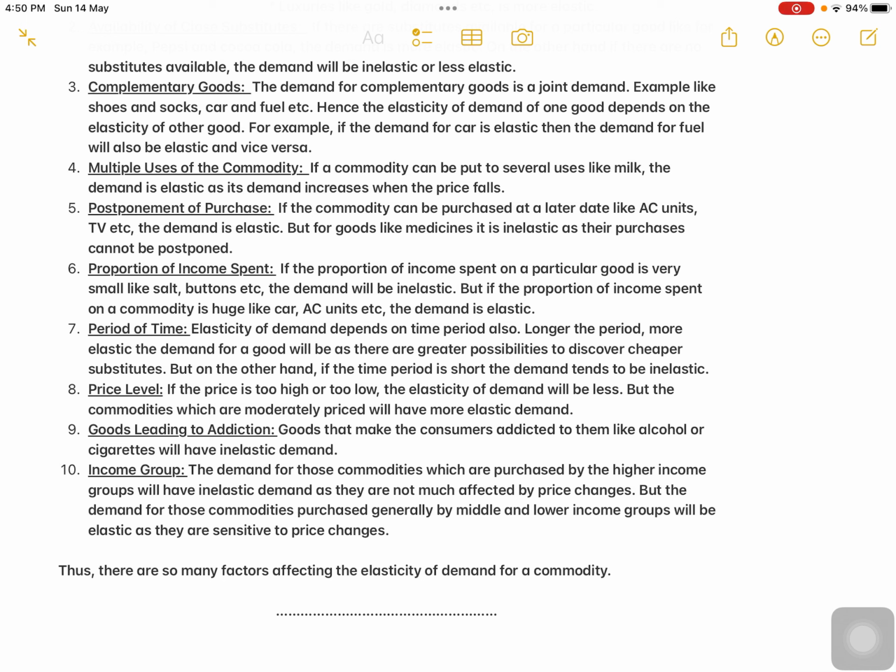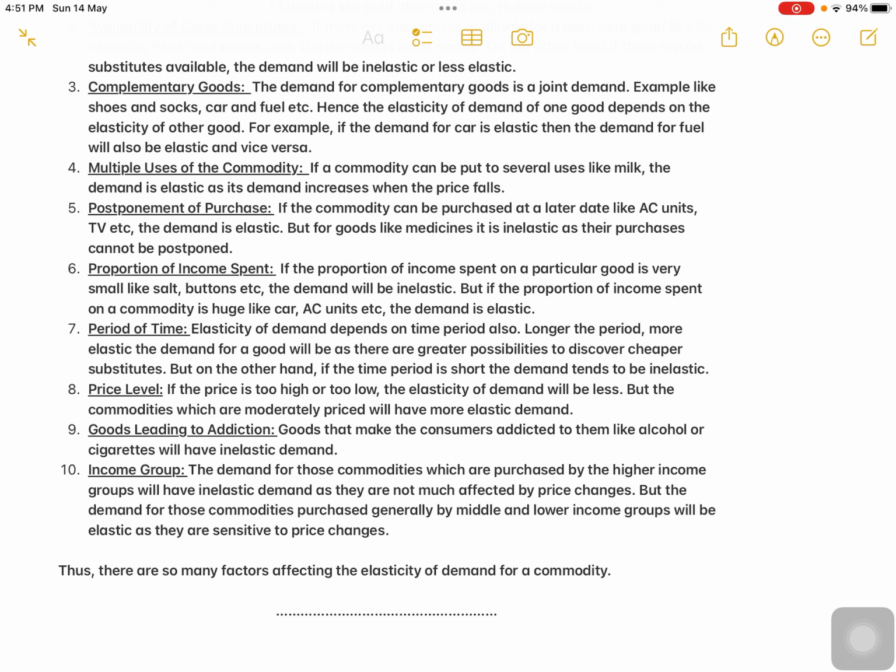So they will think twice. If the price increases, they will think twice whether to purchase the commodity or not. But the richer sections of the population, they are not bothered. So for the higher income group, it is inelastic. For the middle and lower income group, it is elastic. So the last one, income group: the demand for those commodities which are purchased by the higher income groups will have inelastic demand as they are not much affected by price changes. But the demand for those commodities purchased generally by middle and lower income groups will be elastic as they are sensitive to price changes.